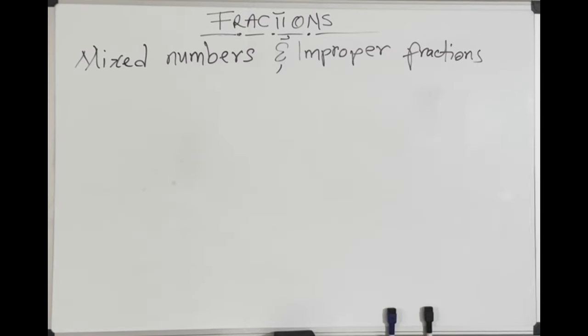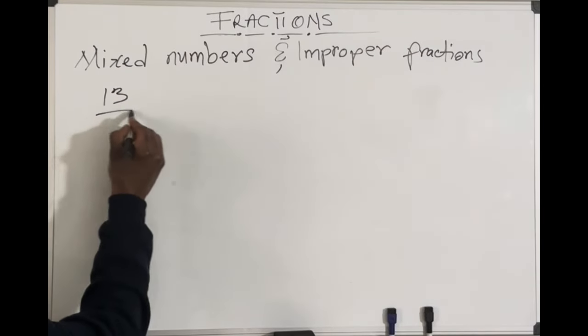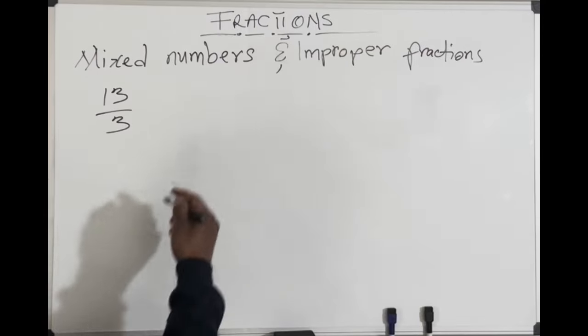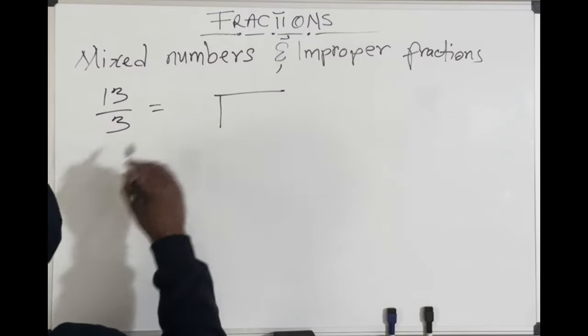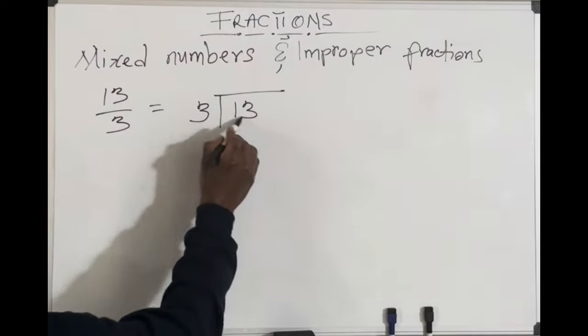Now we go on to mixed numbers and improper fractions. We can change an improper fraction to a mixed number and vice versa. So for example, we have 13 over 3. How do we change this to a mixed number? We go by the long division, okay? So the denominator will be out and then the numerator will be in.